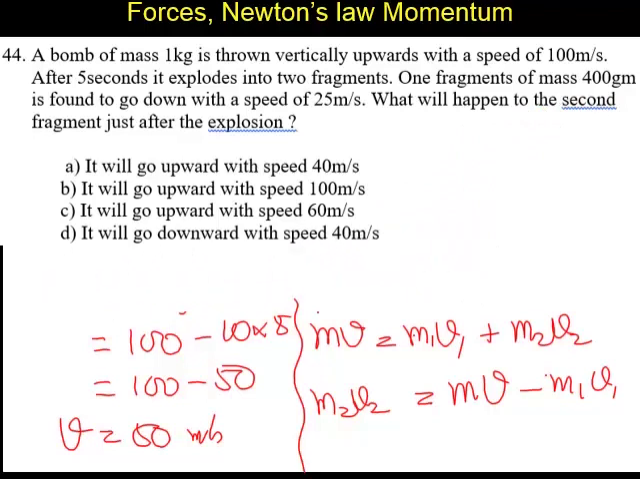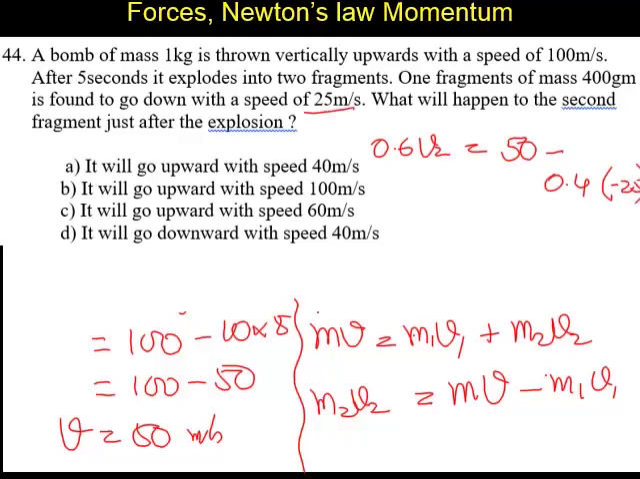Now m2 v2. m2 is given as 0.6, because 400 gram is the mass of the one fragment, m1. So m2 is 0.6. So 0.6 times v2 should be equal to m, which is 1 kg, times v, which is 50, minus m1, which is 0.4, times v1, which is minus 25.